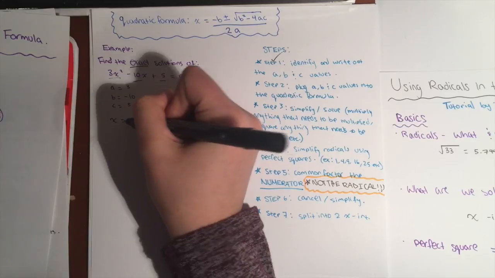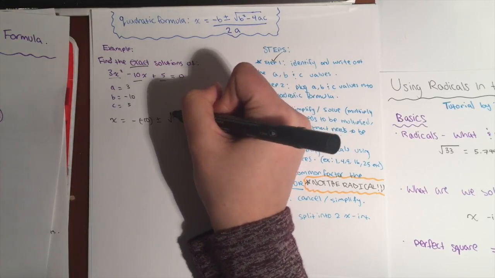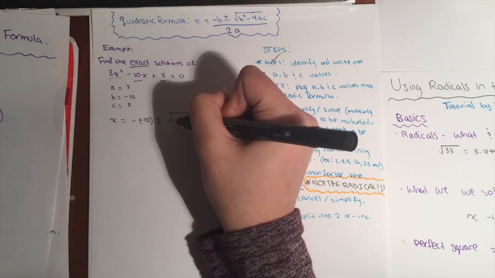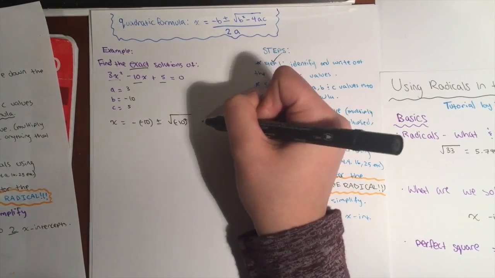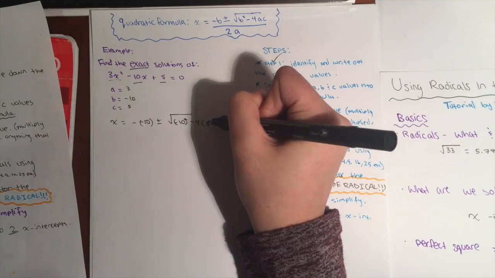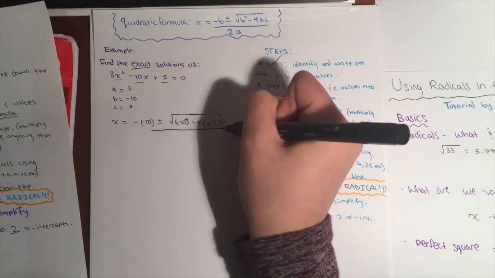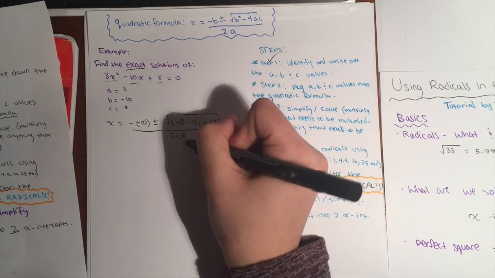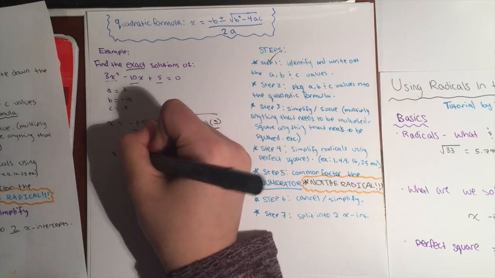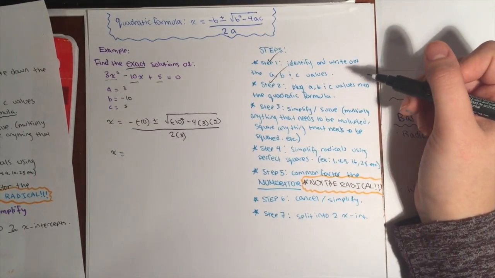So x equals -10 plus and minus the square root of b squared, so -10 squared, minus 4 times 3 times 5, all of that over 2a, which is 2 times 3. So now we plug that in. Step 2 is done. Step 3 is simplify or solve.